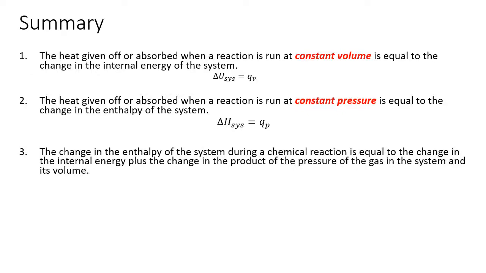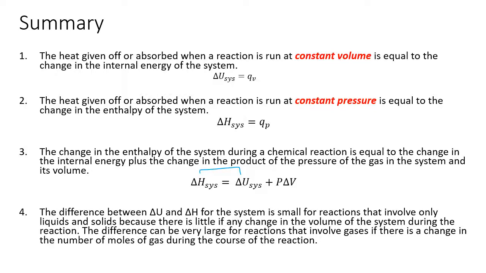3. The change in the enthalpy of the system during a chemical reaction is equal to the change in the internal energy plus the change in the product of the pressure of the gas of the system and its volume. Delta H system is equal to delta U system plus P times delta V. This is our link between enthalpy and internal energy if we needed to convert between either form.